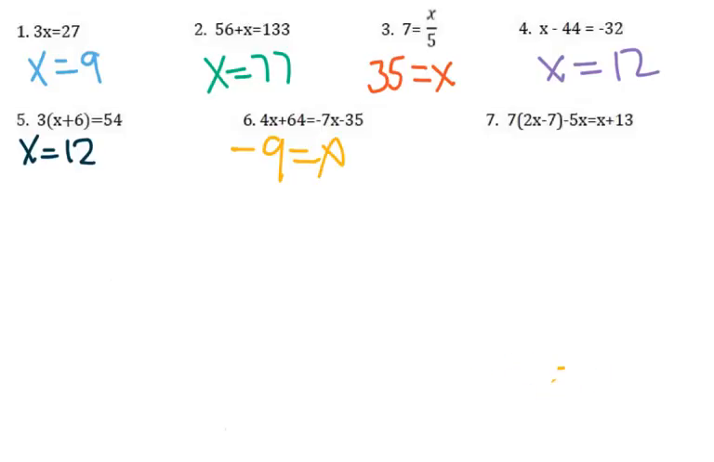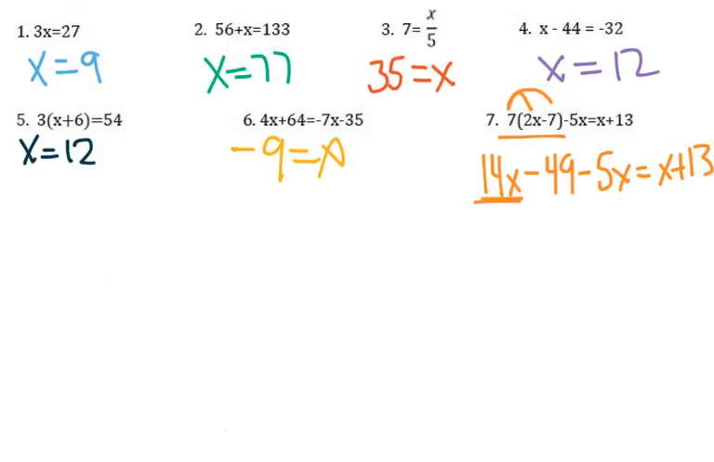Equals x. Same thing as x equals negative 9. Okay, now this last one, we're going to have to simplify it. There's a lot going on here, a lot of x's. So let's get the x's together first. So first thing I want to do is distribute. So I'd go 7 times 2, which would be 14x. 7 times negative 7, negative 49, minus 5x equals x plus 13.